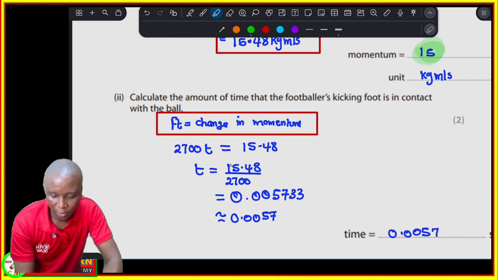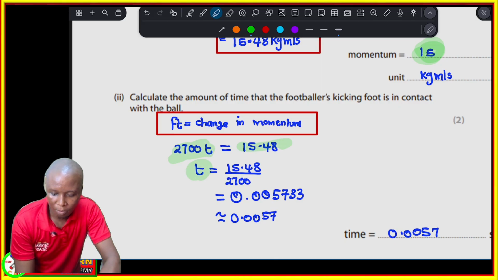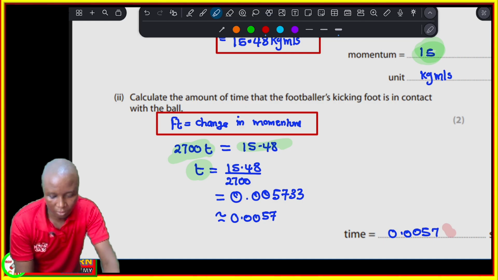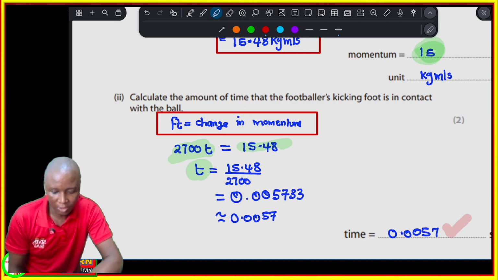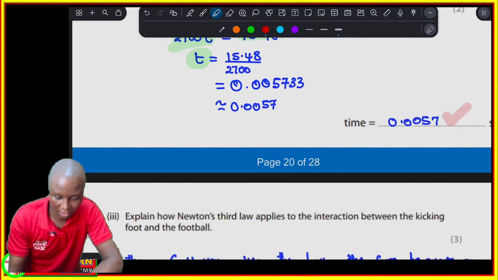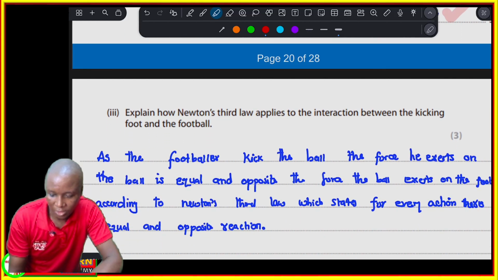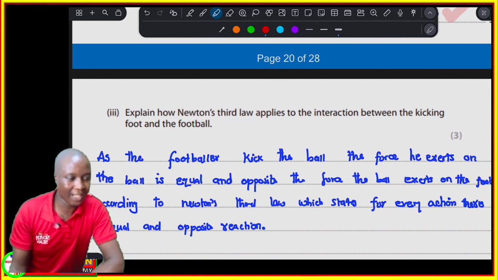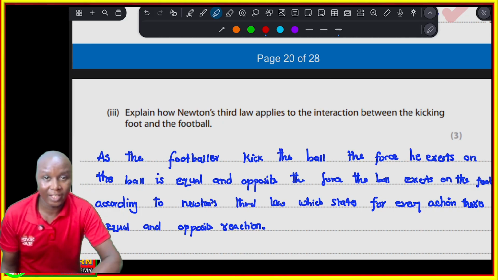So if you work it out, you're going to say the force 2700 times time is equal to the change in momentum. If you make time the subject, you are going to get your final answer being equivalent to 0.0057 seconds. Then we have to explain how Newton's third law plays a role here.